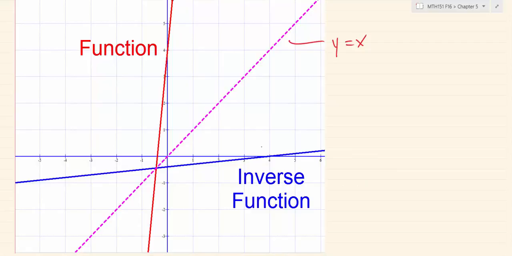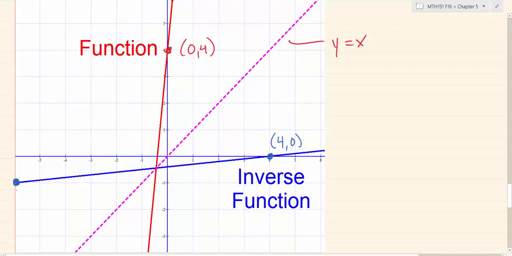The blue line goes through the point (4, 0). The red line goes through the point (0, 4). y equals x, x equals y. The graphs are symmetrical. This point has coordinates (-6, -1).